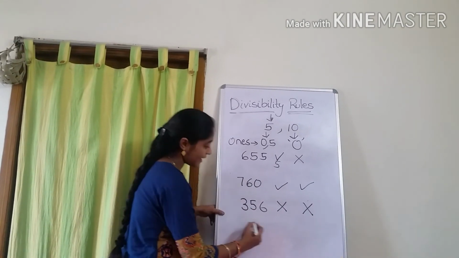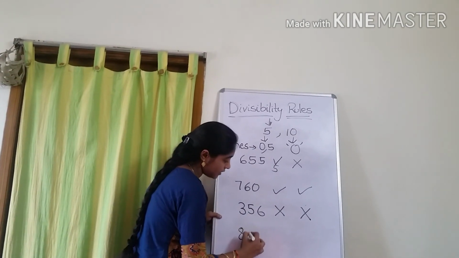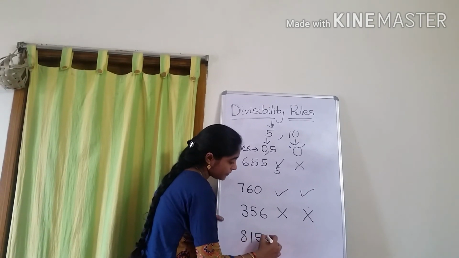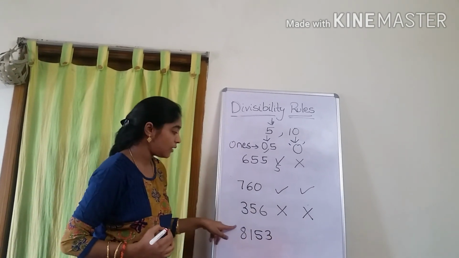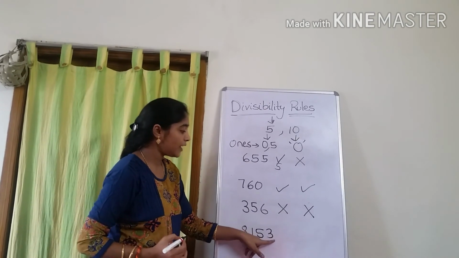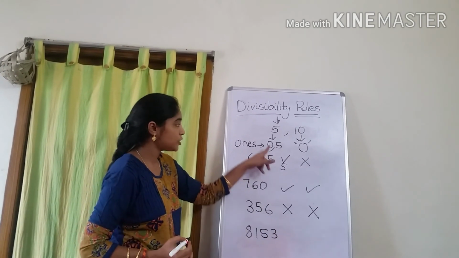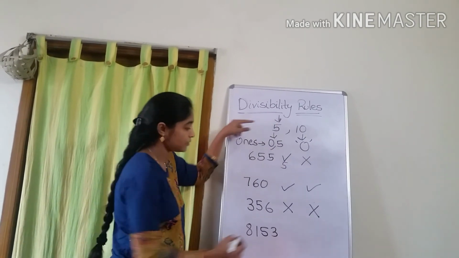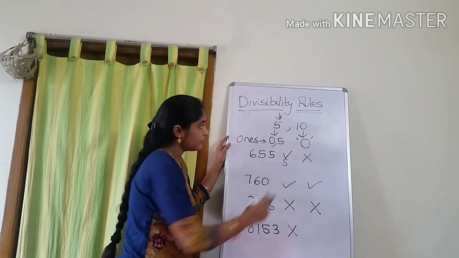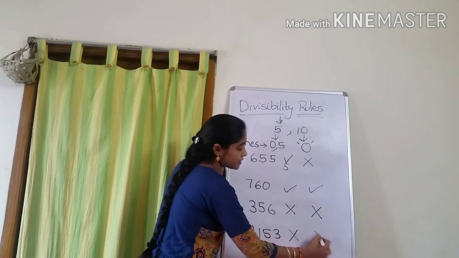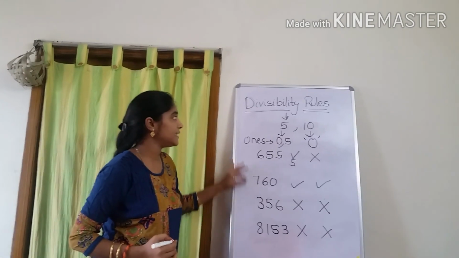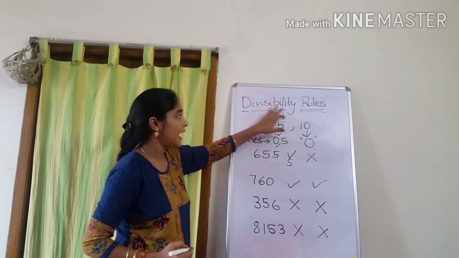Now one more example, the final example I am taking. 8153. Here what is there in the ones place? 3. What should be there? 0 or 5 should be there for 5. So it won't be divisible. For 10, 0 should be there in the ones place. So it also won't be divisible. Clear, children? These are the divisibility rules of 5 as well as 10.